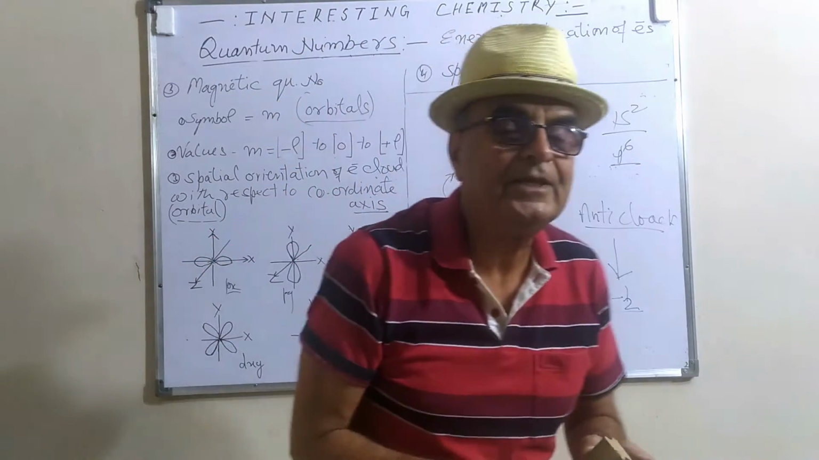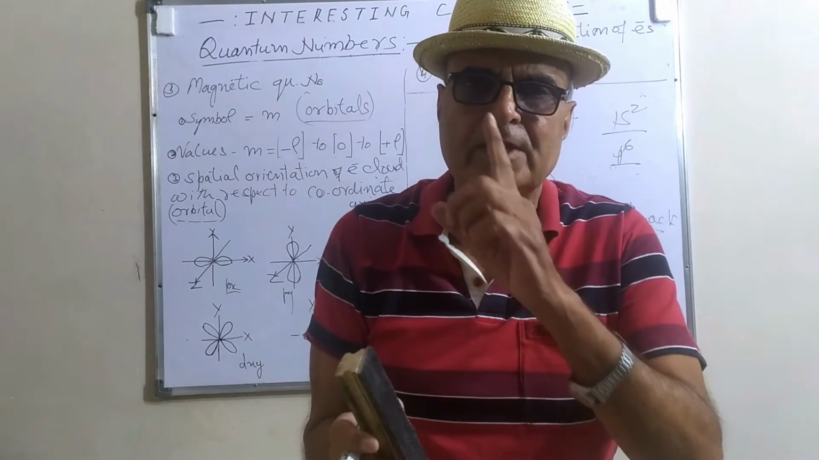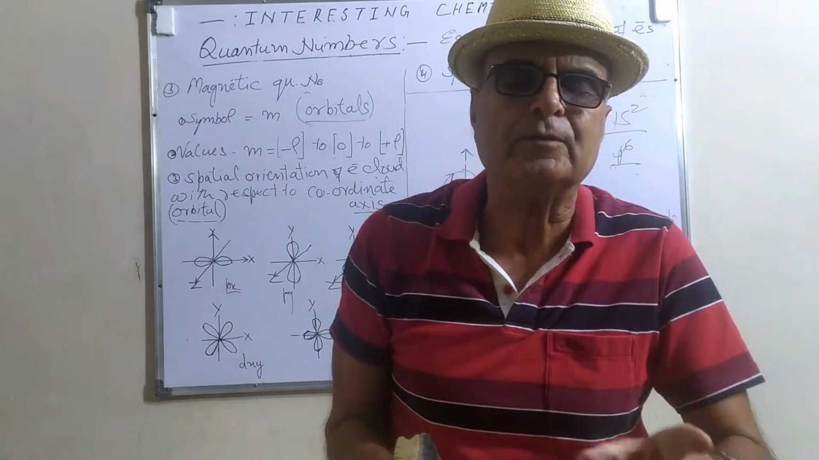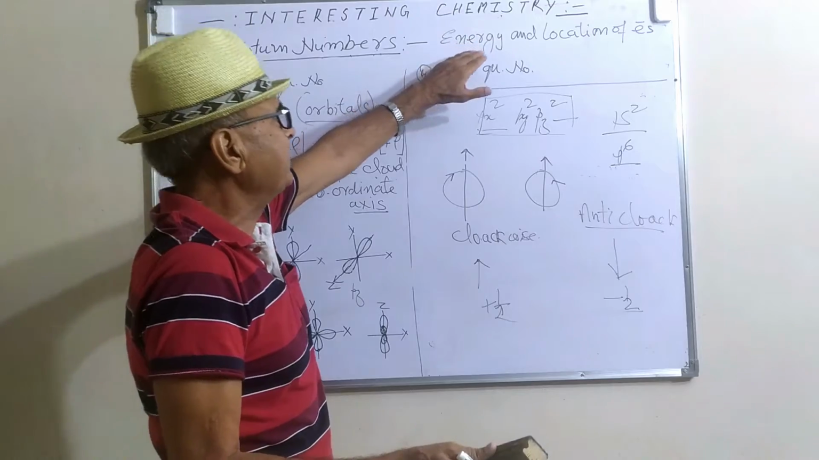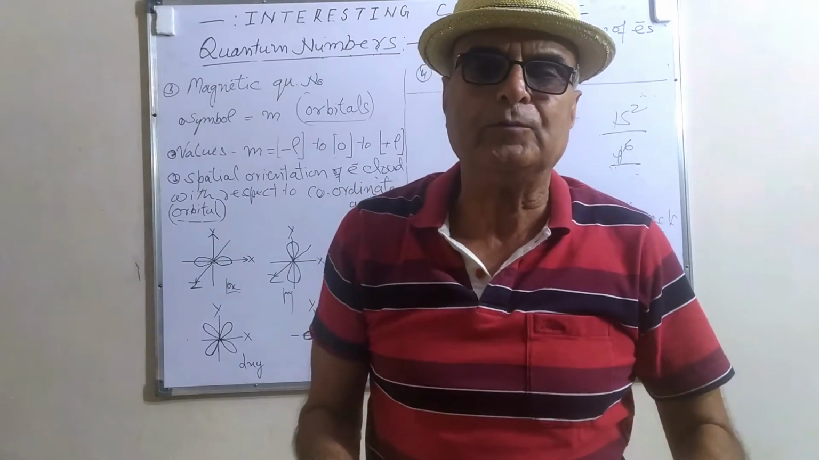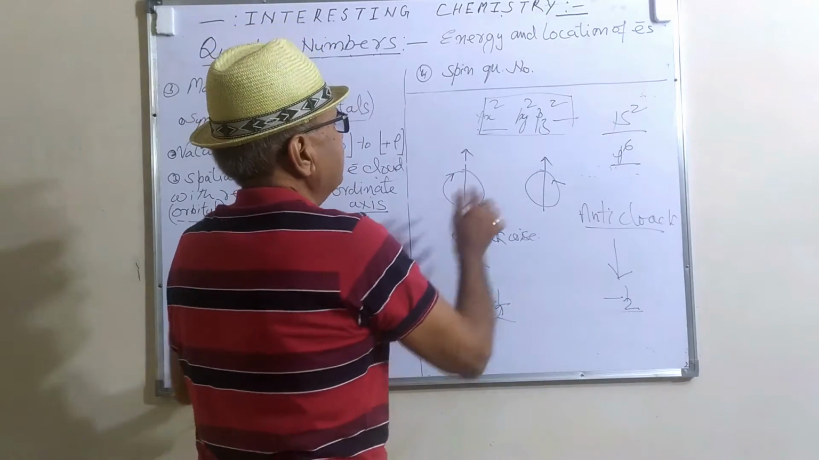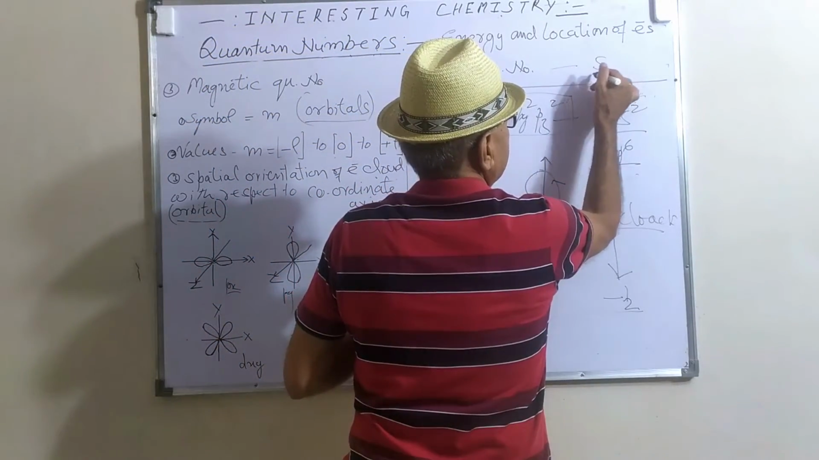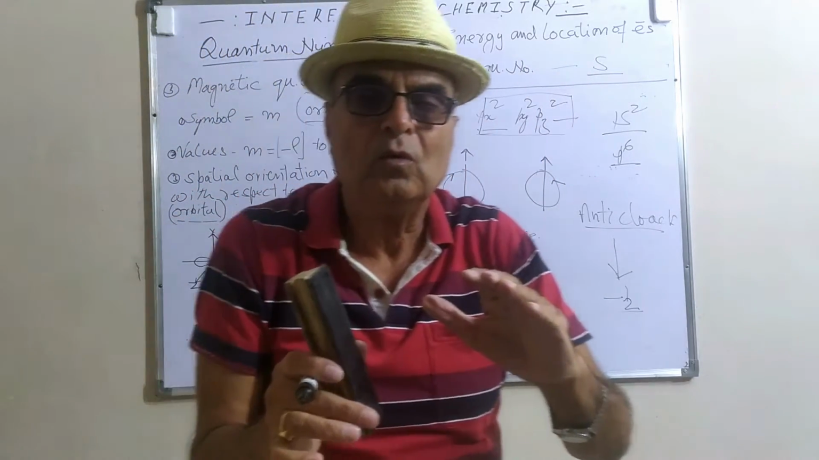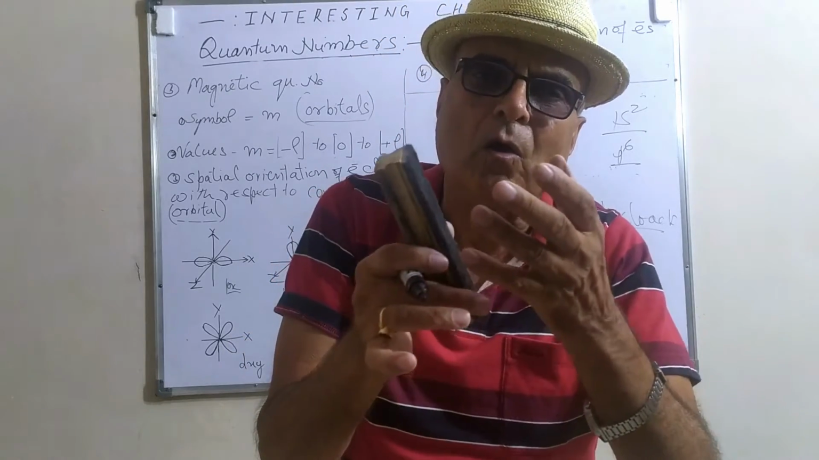So here I am telling you that the first three quantum numbers, the principal quantum number, the azimuthal quantum number, and the magnetic quantum number, tell about the energy level, location, shape of the electron cloud, and the orientation of the electron cloud. But the fourth, the spin quantum number, whose symbol is small s, tells us how the two electrons will exist in an orbital.